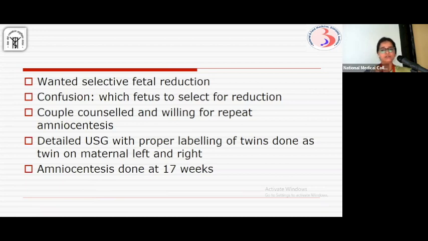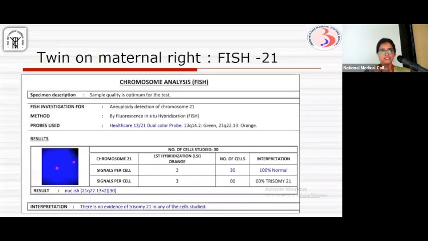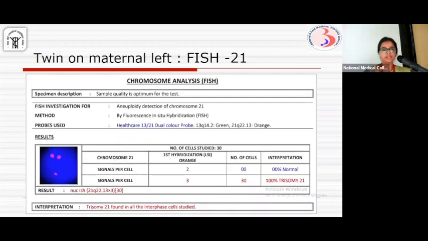Detailed ultrasound with proper labeling of the twins was done, as twin on maternal left and maternal right. Amniocentesis was done at 17 weeks of gestation. Twin on maternal right, FISH 21 was normal for the twin having normal nuchal translucency. Second one on maternal left, in which the nuchal translucency was increased, the twin was affected, having trisomy 21.